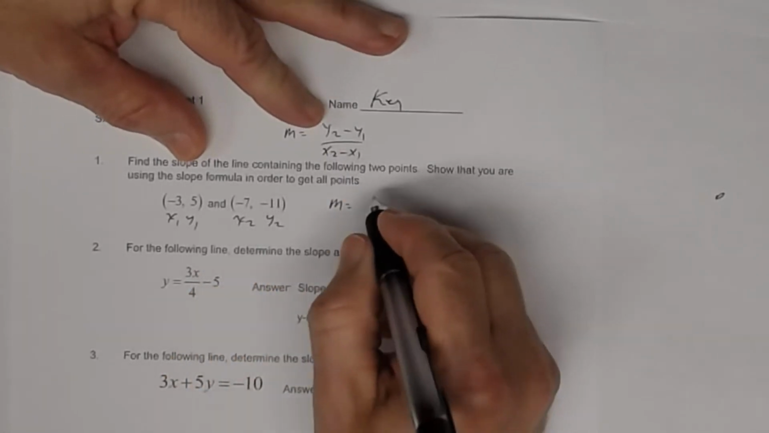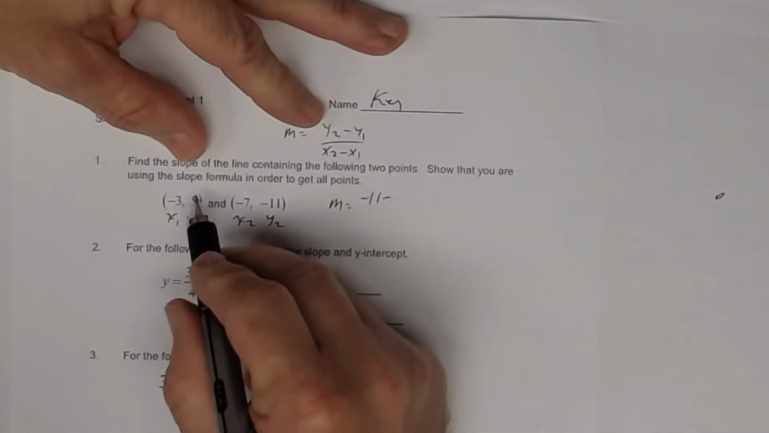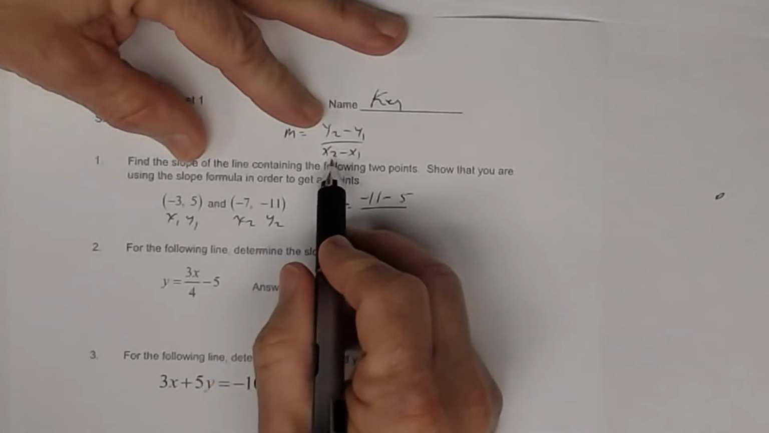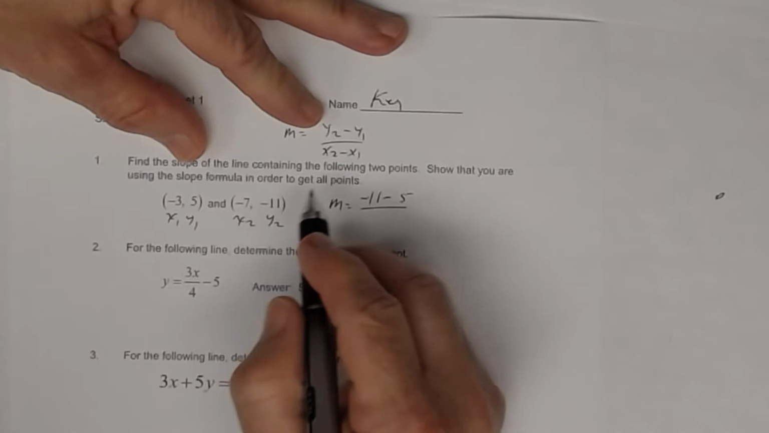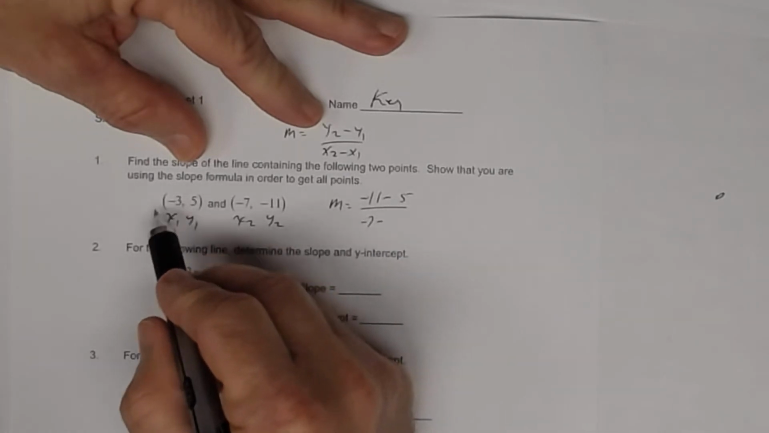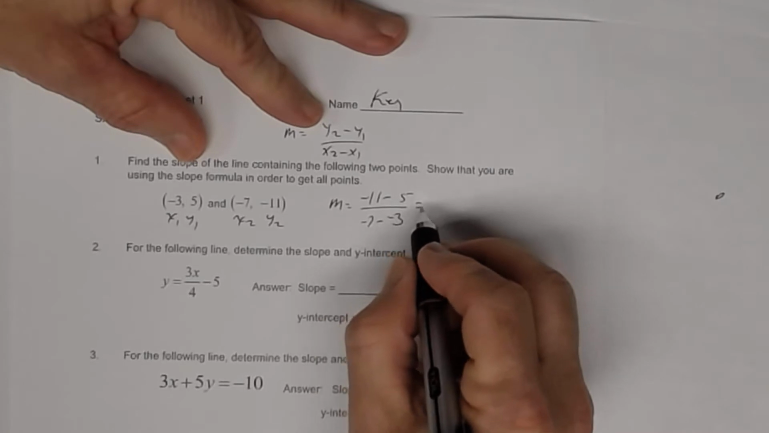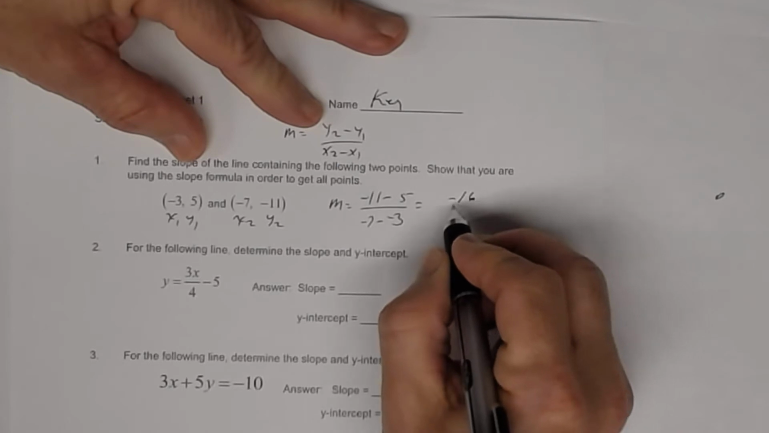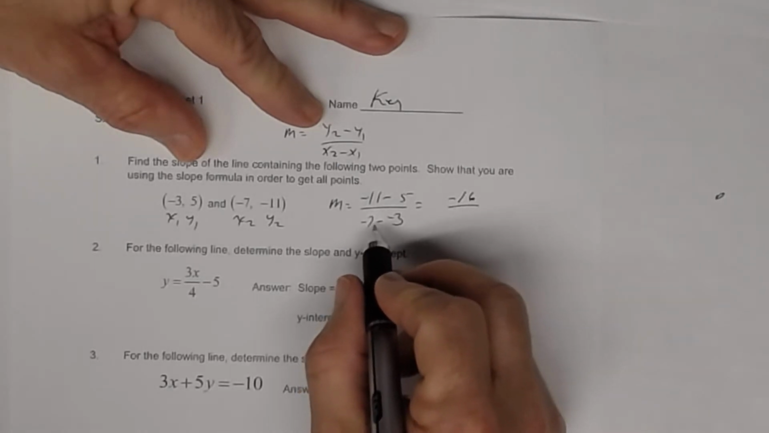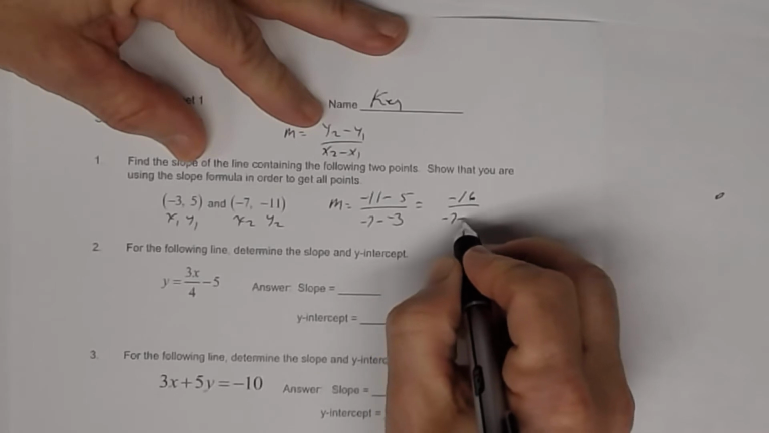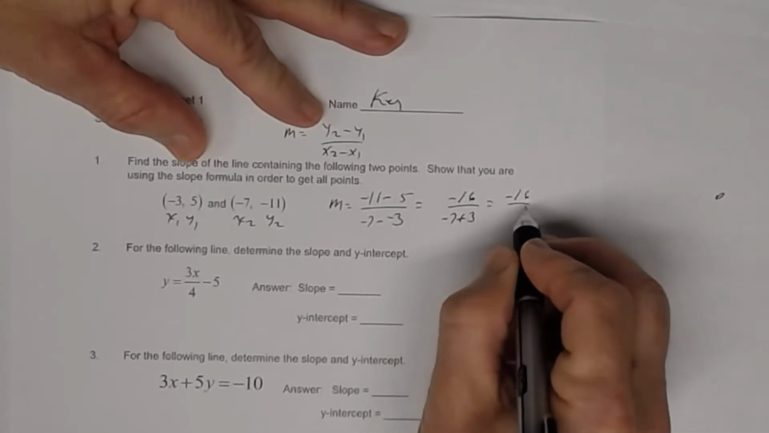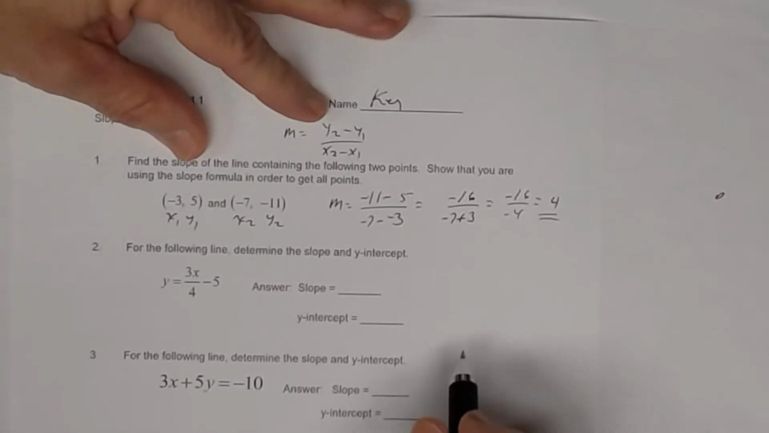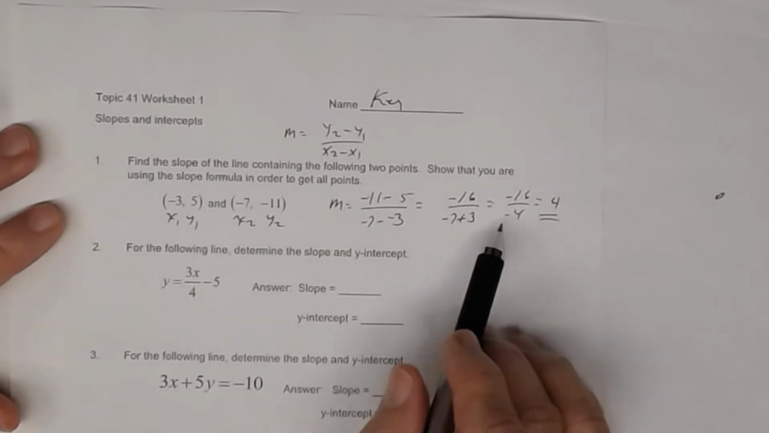So y2 is negative 11. So you're going to subtract y1, which is 5, divided by, now since I started with y2, I'm going to start with x2 in the denominator, so that's a negative 7. And you subtract the other x coordinate, which is a negative 3. In the numerator, negative 5 and negative 11 is negative 16. The denominator, negative 7 subtract a negative 3, means negative 7 plus 3. So you get negative 16 divided by negative 4, which is a positive 4. So there's the slope. So the slope for number 1 is 4.